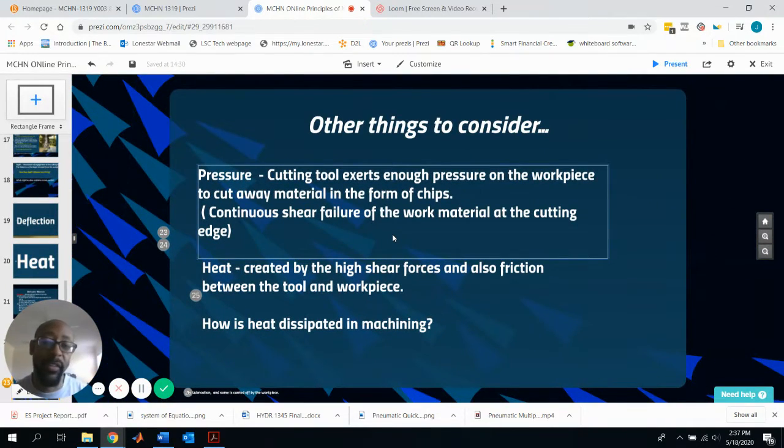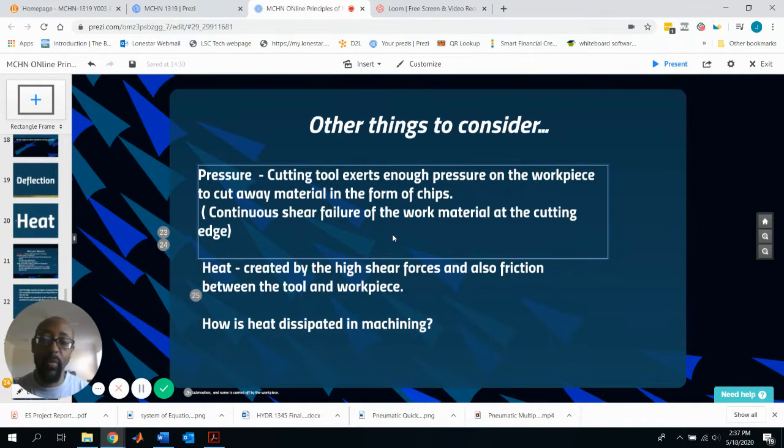What are some other things you can consider? Well, what about the pressure that the cutting tool has to exert on the workpiece? It's very, very high pressure, which means that you want a very stable setup to withstand everything. Okay. We talked about the heat before, how those forces and pressure create a lot of heat.